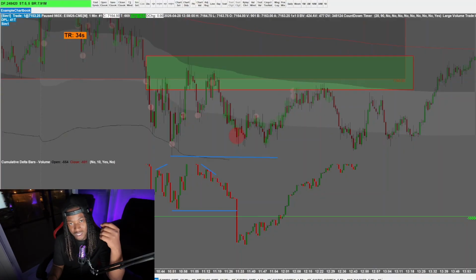This strategy works because it's not based on lagging indicators. It's based on real market orders, real data.